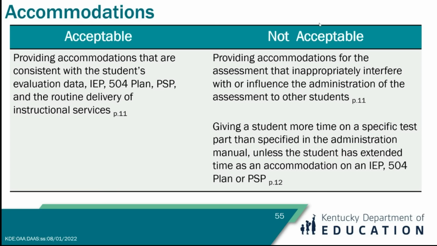Accommodations are to give students access, not an advantage. They also should not give an advantage or disadvantage to other students. Scribing for a student would be an example of an accommodation that could interfere with the administration of the assessment to other students. In a scribing situation, a student will be giving his or her answers orally, and other students could overhear.